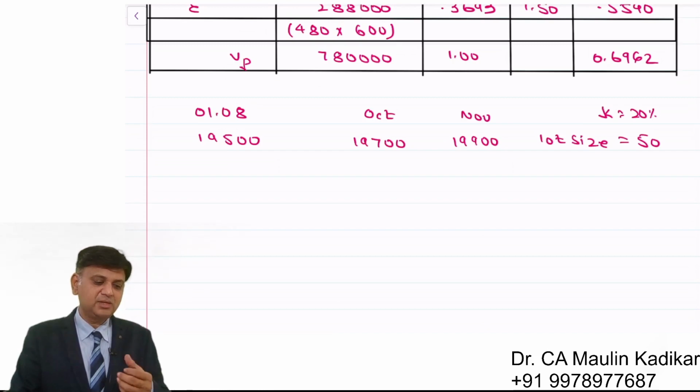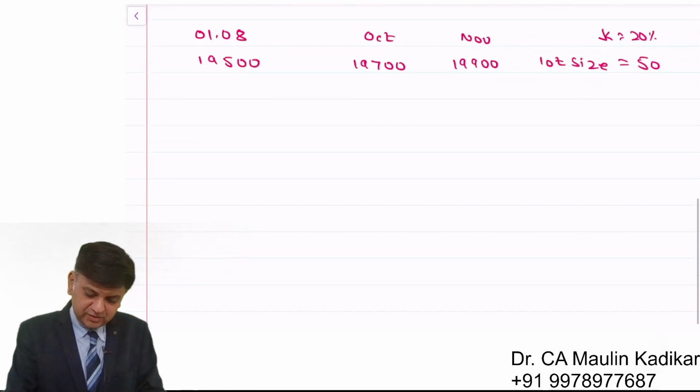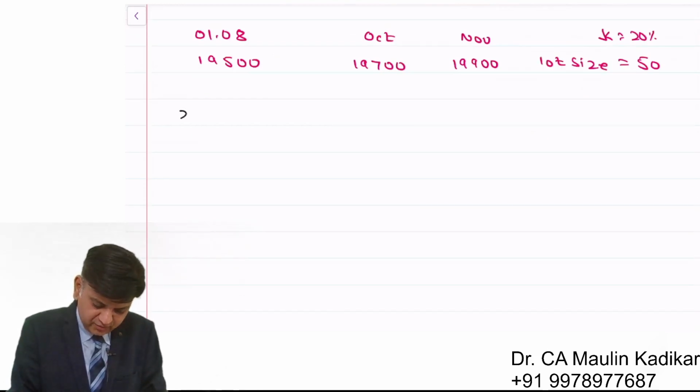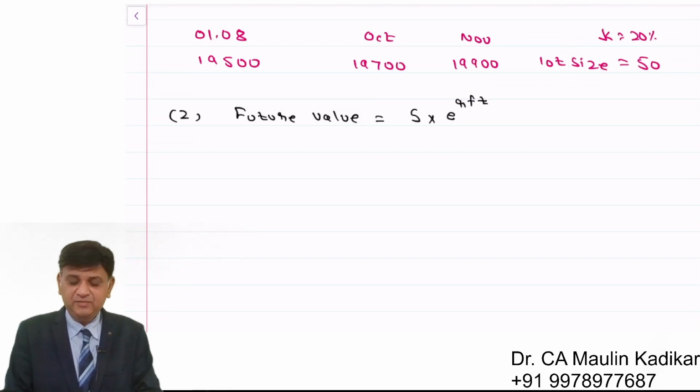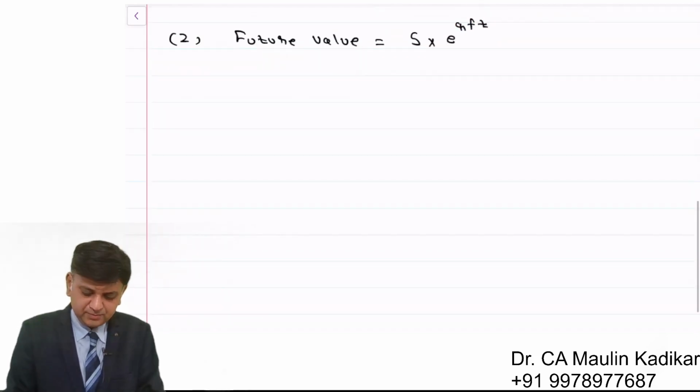The next question is compute the theoretical value of the futures contract for the contracts expiring in October and November. So what should have been the price? That is a question. So I request all of you to write down the answer along with me. For the second question, as far as the futures value is concerned, it is spot into e raised to rf into t. That is the way we are supposed to compute the futures value.